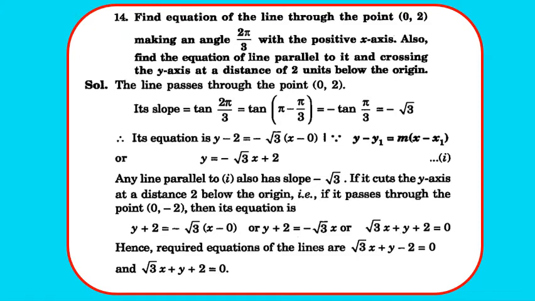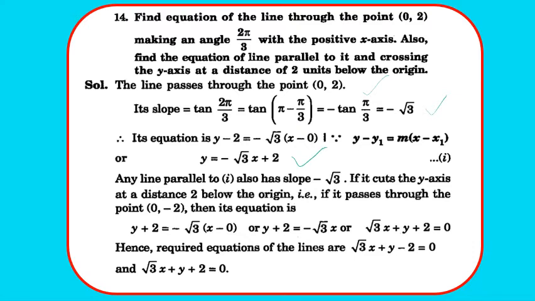which is equal to tan(π − π/3), that is minus root 3. So we have the slope minus root 3 and the point (0, 2). So using the point slope form, we get the equation as y minus 2 equals minus root 3 into (x minus 0). So we get the equation of the line as y equals minus root 3 x plus 2.